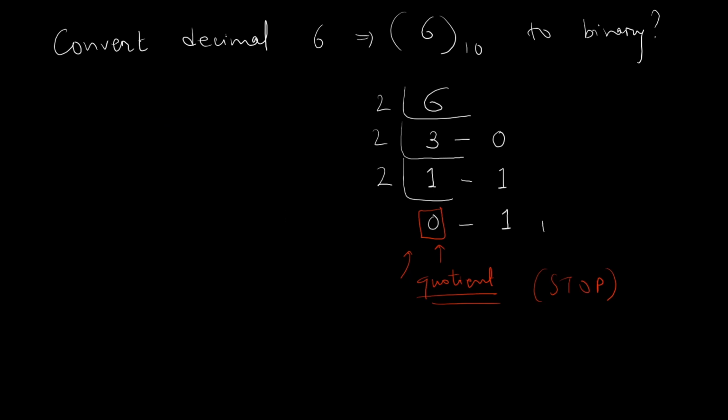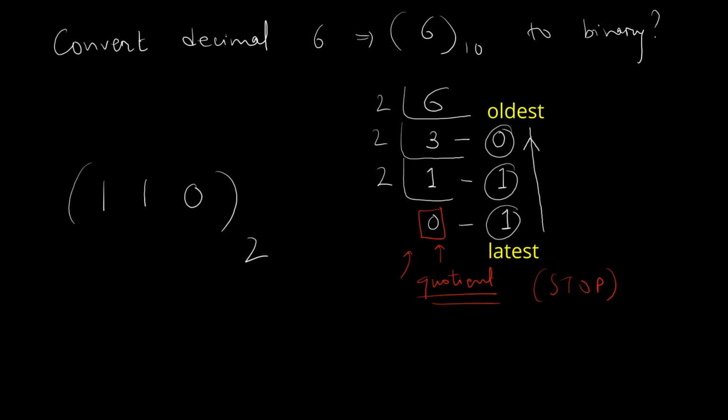Now you have to note down all the remainders in the sequence from the latest one to the oldest one. So you get 110 as the binary number. That's all. We are done. Binary number of decimal 6 is 110. Using this technique, you may represent any given number into its binary form.